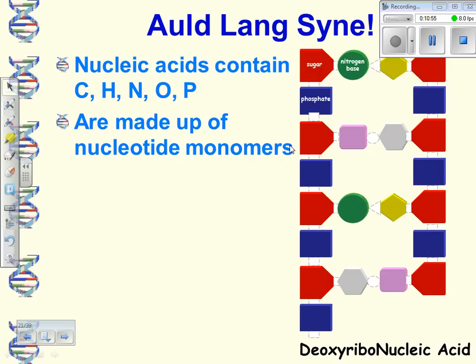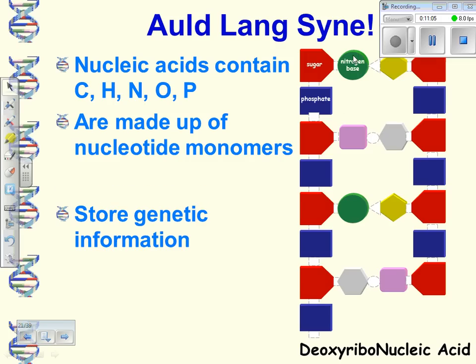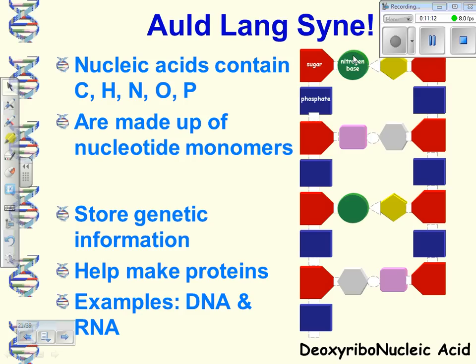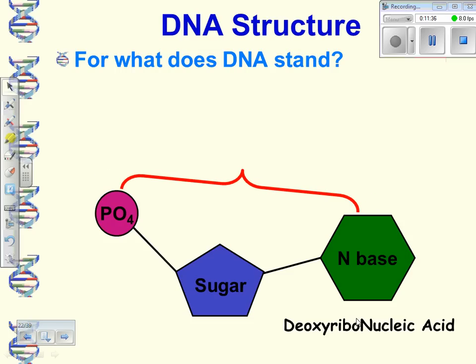So, a monomer of a nucleic acid is called a nucleotide. They store genetic information. They help make proteins. And examples are DNA and RNA. So what does DNA stand for? Deoxyribonucleic acid. You'll need to know that. So these are 5 bullet points that go at the bottom of your notes on the first page for nucleic acids. All right. So again, it stands for deoxyribonucleic acid. Okay. So turn the page.